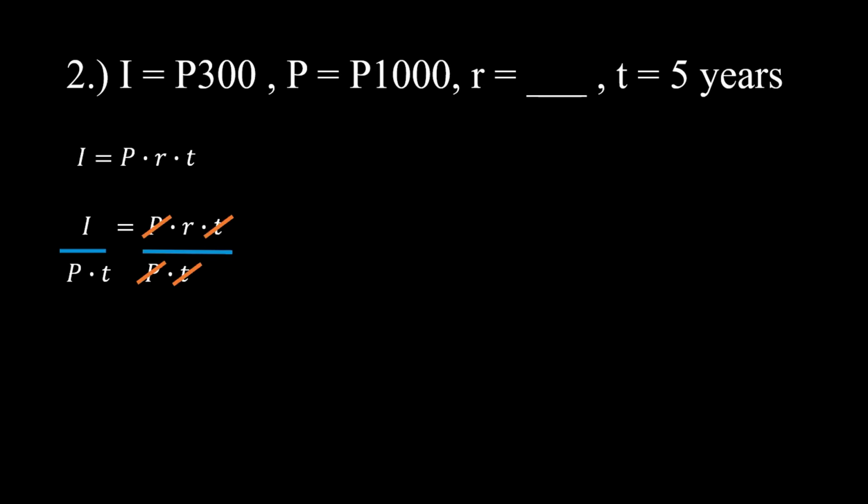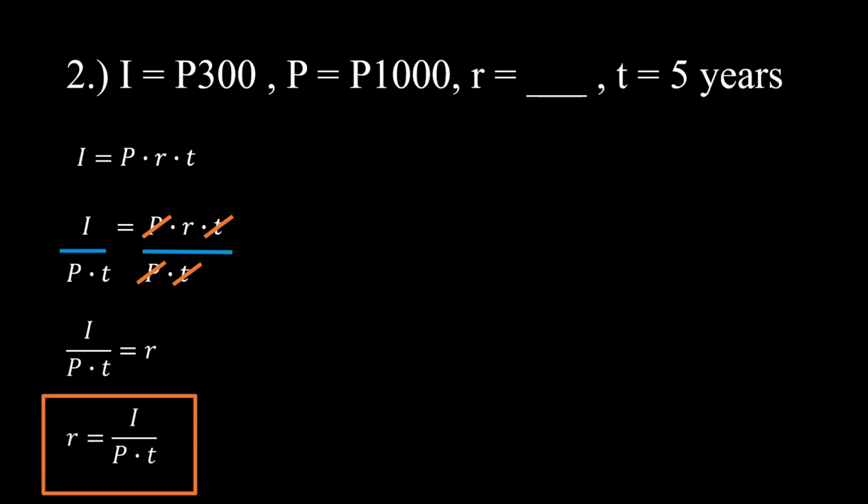And what is left would be this one. I over P times T is equal to R. We just have to rearrange this to make it appealing and for us to understand it easily. So this is now the formula for the rate: rate is equal to the interest all over the principal times the time. Using this formula, we just have to substitute the values that we have.